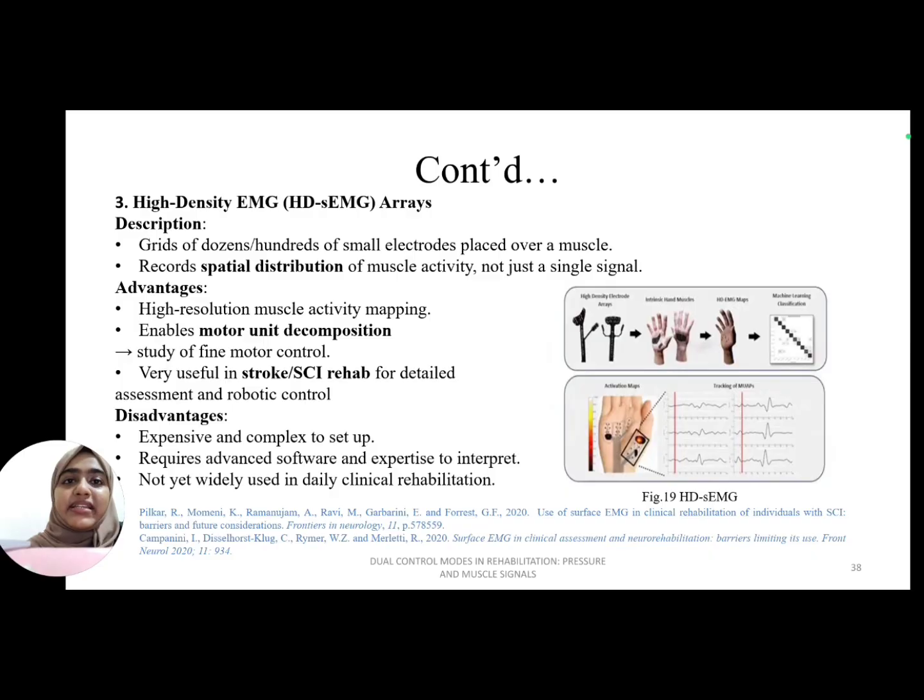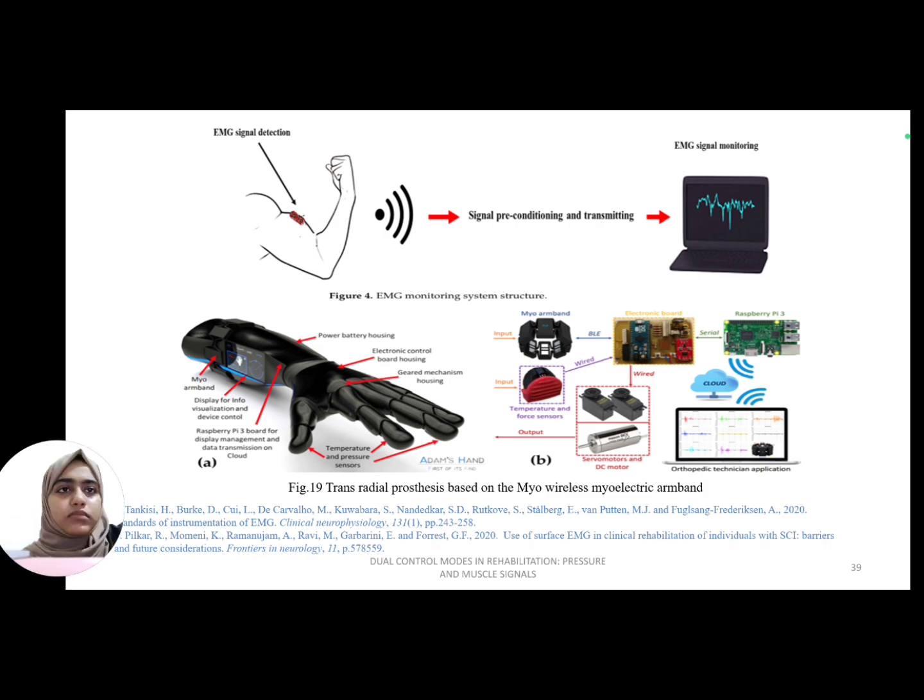Next, we have high density EMGs. They have grids of dozens or hundreds of small electrodes placed over a muscle, so it can record a spatial distribution of muscle activity, not just a single signal. Advantages are high resolution muscle activity mapping and motor unit decomposition. Disadvantages include that they use dozens of electrodes, hence they are expensive and complex to set up, and require advanced software and expertise to interpret, and they are not yet widely used in daily clinical rehabilitation.